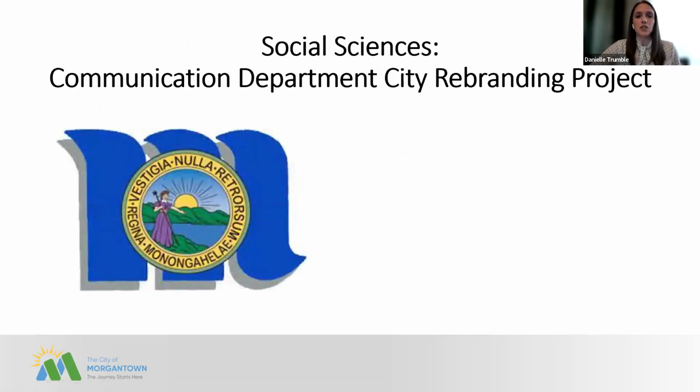So I'd like to go into a few examples of how the city uses these different types of sciences in our work, with concrete examples of that. So last year, the city underwent a rebranding initiative. This on the screen was our old city logo and city seal. And we thought that it was time for a little bit of an update.